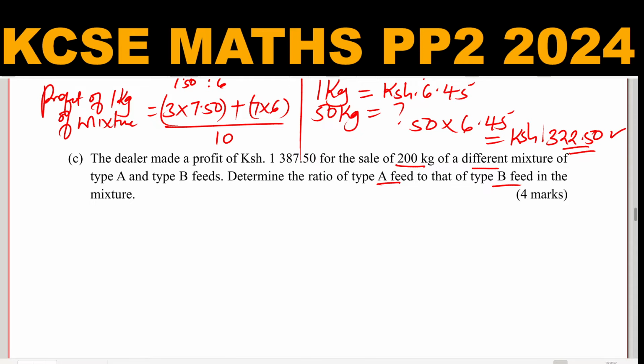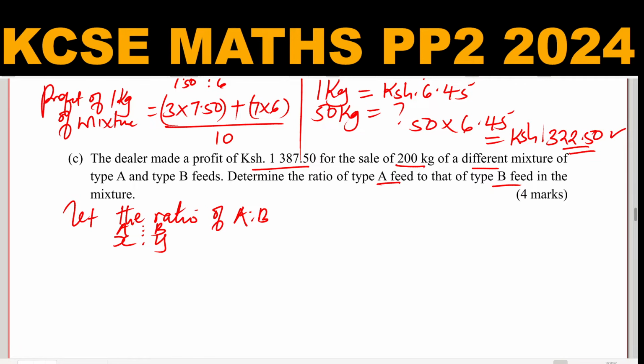These are different mixtures, and so we begin by letting the ratio, because we don't know it, of A and B feeds be represented by X is to Y. That is X for type A feed and Y for type B feed. Then we have the profit. The profit of that mixture is given there, and we have 200 kg.